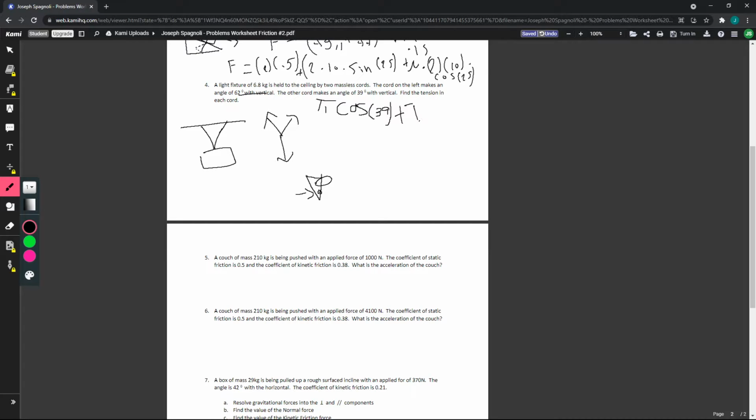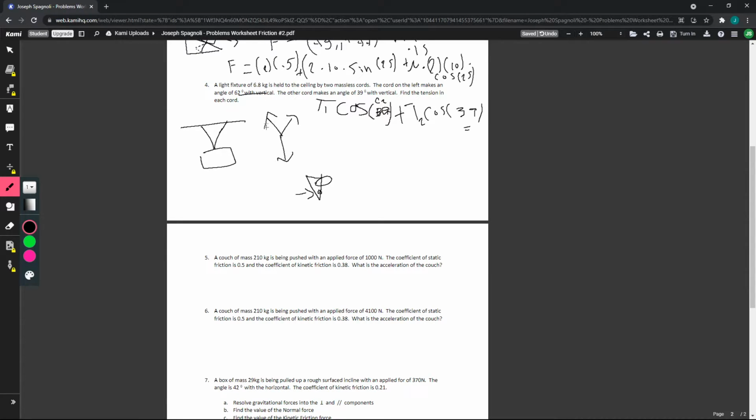Okay, now we have T2 cosine. Actually, this is supposed to be 62. Yours is supposed to be 39. And we set that equal to... Okay, sorry, I should have probably explained this a bit better.